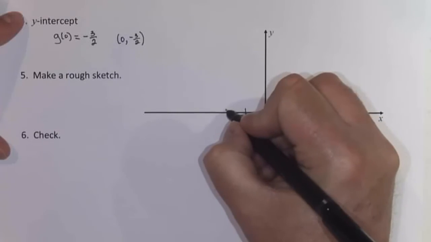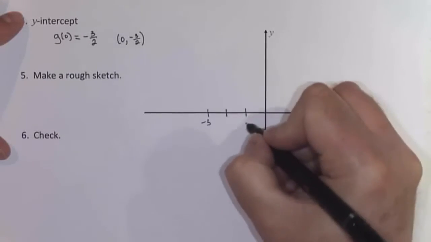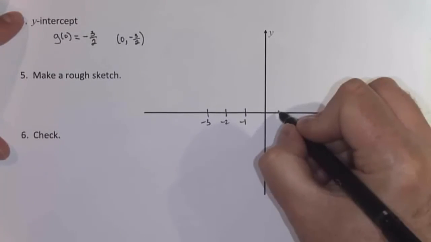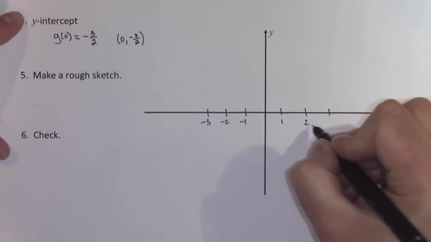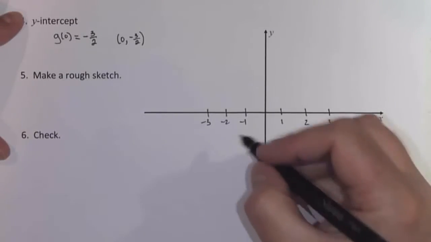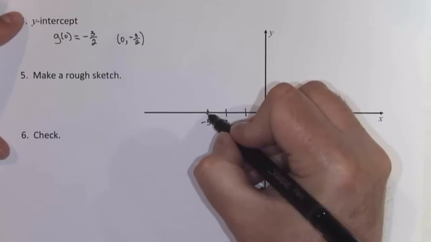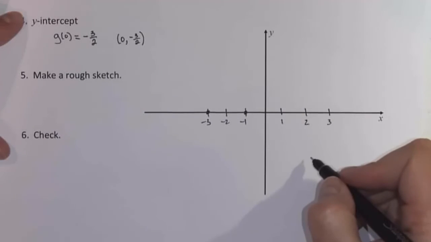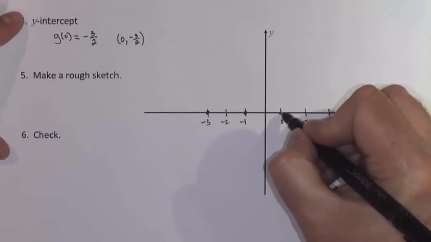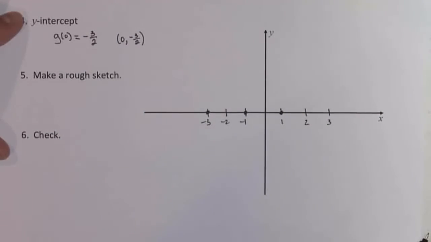So if here's negative 1, negative 2, negative 3, and if here's 1, 2, 3 on our graph, we're going to have an x-intercept at the point negative 3, 0. We're going to have an x-intercept at negative 1, 0. And we have an x-intercept at 1, 0. Again, because those were the zeros.